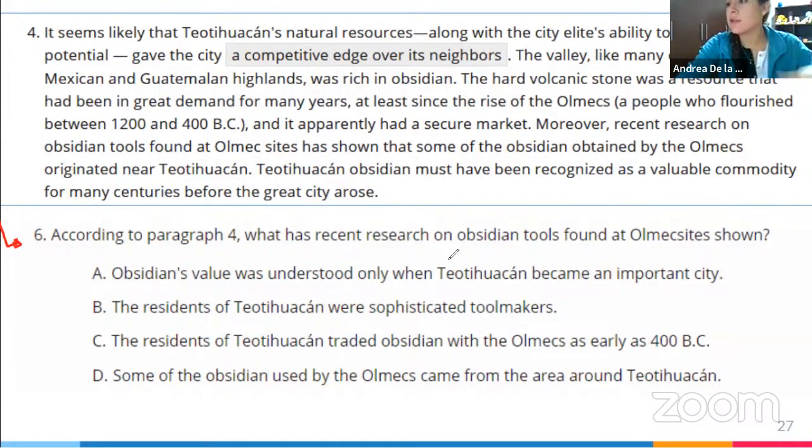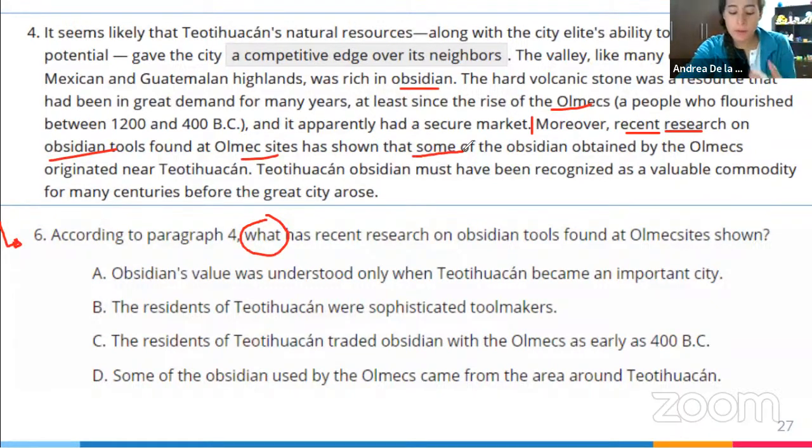You'll find those words probably in more than just one place, right? For example, here we have the word obsidian. Then we have Olmecs, Olmec sites, obsidian tool, but here we find the word research. So probably recent research. That's the one, right? We start reading. Moreover, recent research on obsidian tools found at Olmec sites has shown that the question asks for what has this research shown, and then they say this research has shown that. So this has got to be the answer, right?